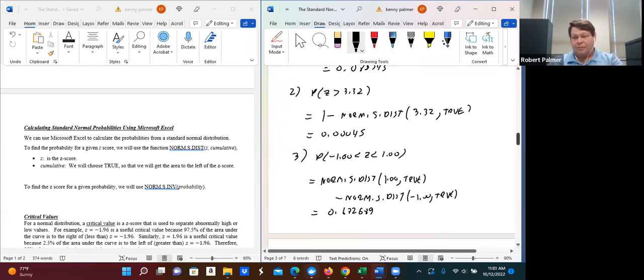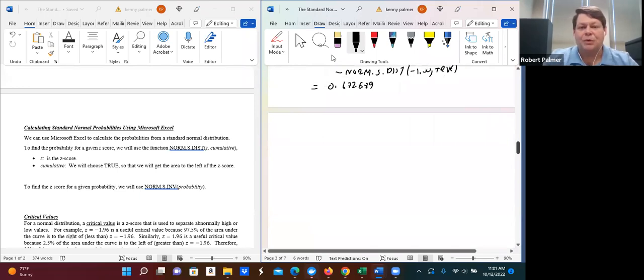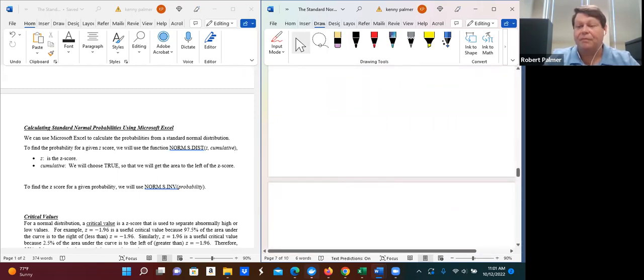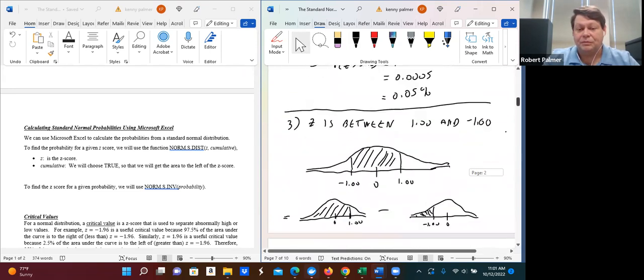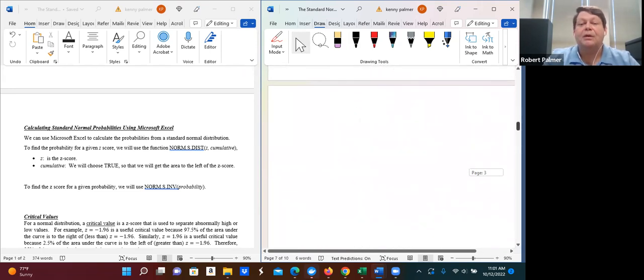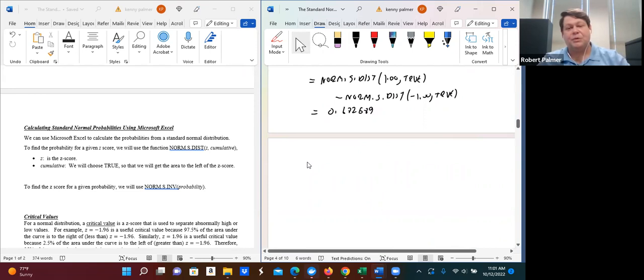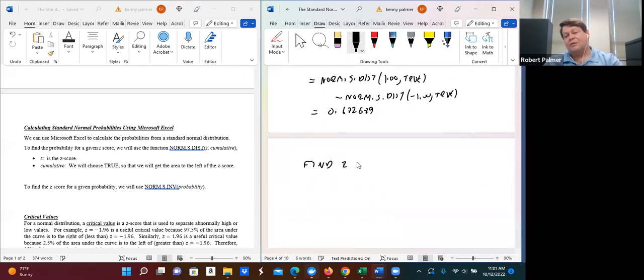Okay. Now, next, let me take a moment to make sure I have enough space. There should be more than enough. I just want to make sure I have enough space so I don't have problems having to copy and paste anything later. So now what we want to do is find the z-score for the given probability.